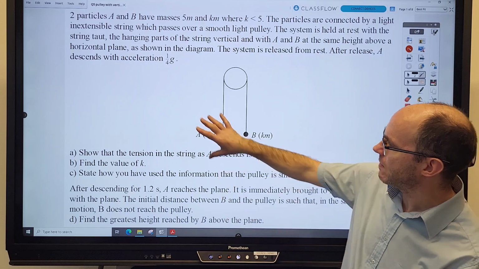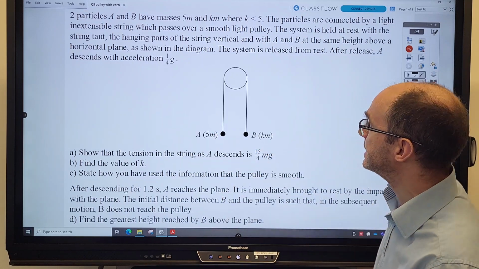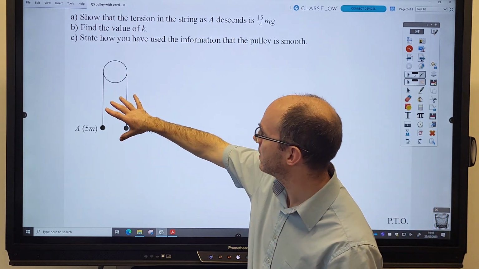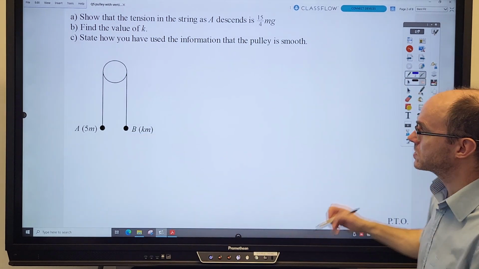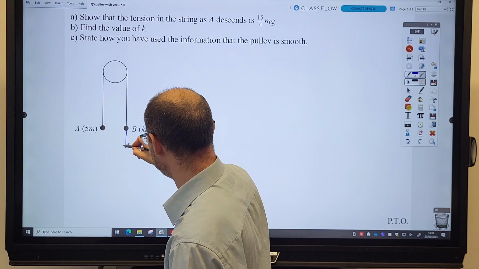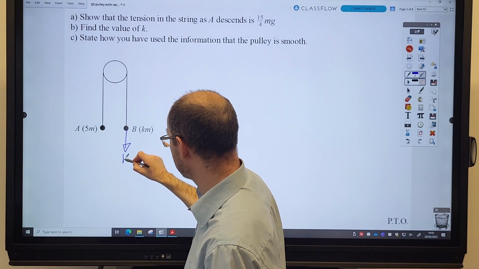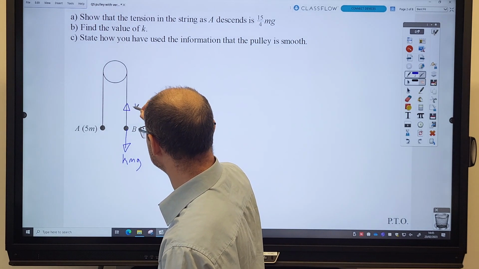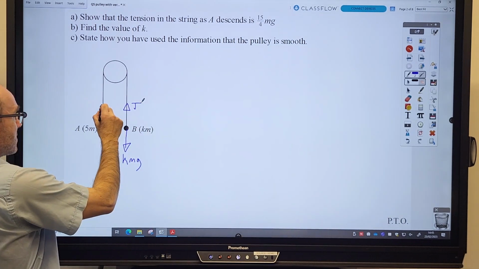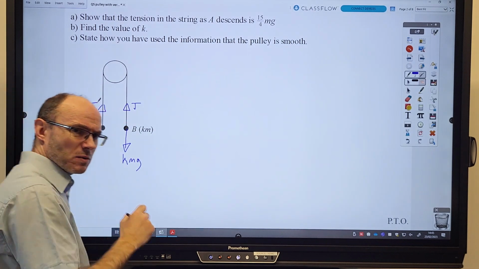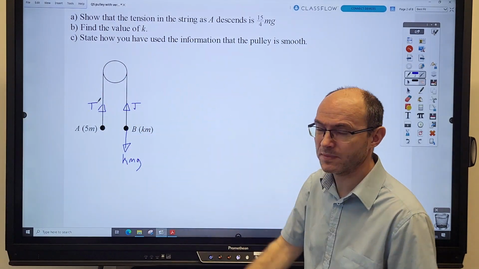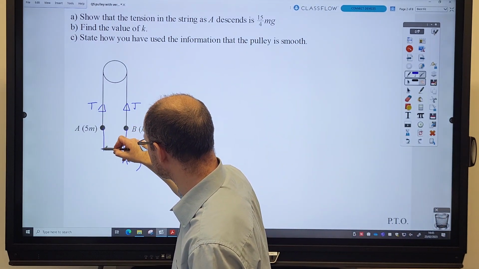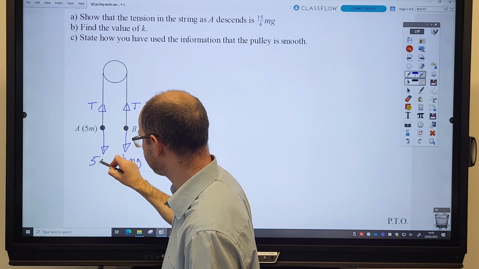Right, so let's just have a look at this bit to begin with. What I'm going to do is summarise it here. So we've got our diagram. Let's put in some forces. Here we're going to have B, and that's going to be km g as the weight, and the tension is going to be here, T. And for A, same again. That was part C, wasn't it? Explain how we use the fact that the pulley is smooth. So the tensions are exactly the same, and the weight for A is going to be 5mg.